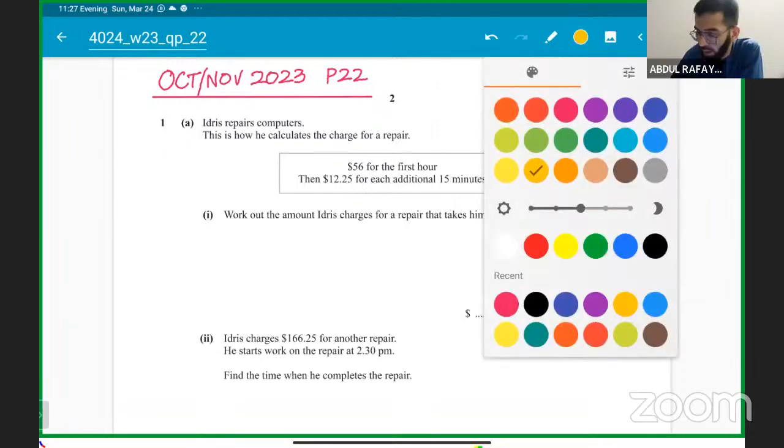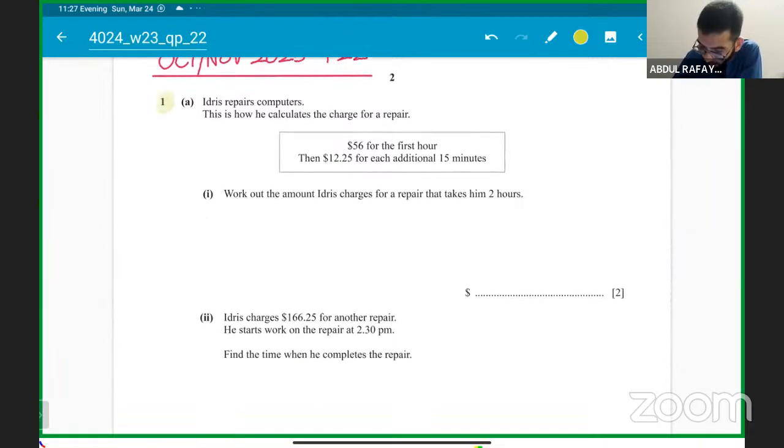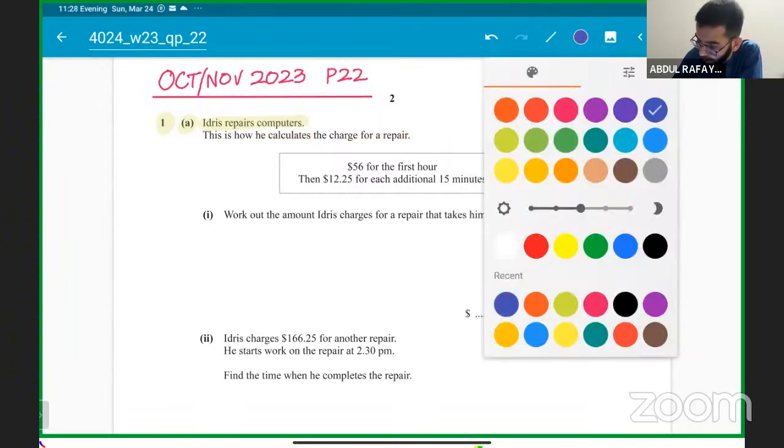Question number 1 is on basic maths, that is ratio, algebra, proportion, profit, loss, those things. So we have a practical day-to-day life question. Idris is a person repairing computers. Total questions in this paper is 11, and it is one of the most recent papers as well. This is how he calculates the charge for a repair.